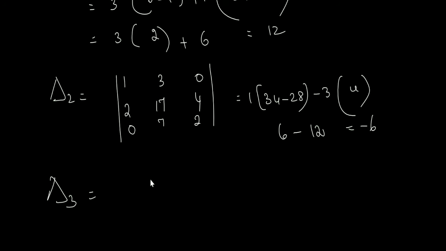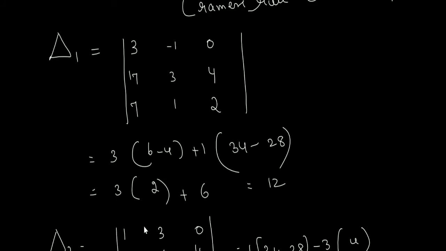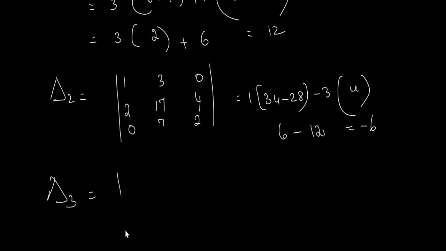Delta 3 is in delta. The third column you have to replace. The third column of delta should be replaced by the constants. So the first column as it is, 1, 2, 0. Second column also as it is, minus 1, minus 1, 3 and 1. Third column is now 3, 17 and 7.